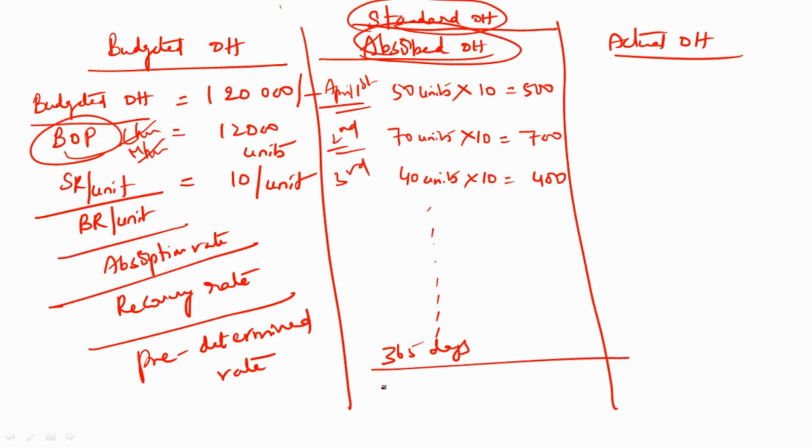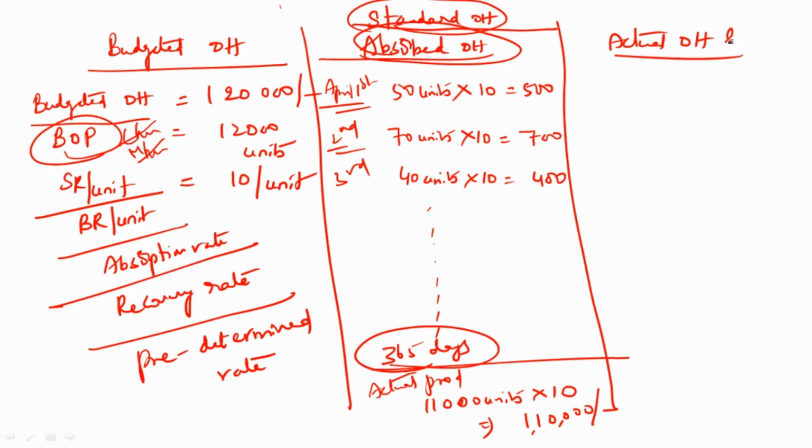And after 365 days, let's say your actual production is 11,000 units, and you would have absorbed 10 rupees per unit. So which means totally you have absorbed how much? Yeah, 1,10,000 is the absorbed overheads. Now because 365 days has completed, you have come to the end of the year. So once you have come to the end of the year, you know what your actual overheads are. So let's say your actual overheads is 1,30,000 rupees.